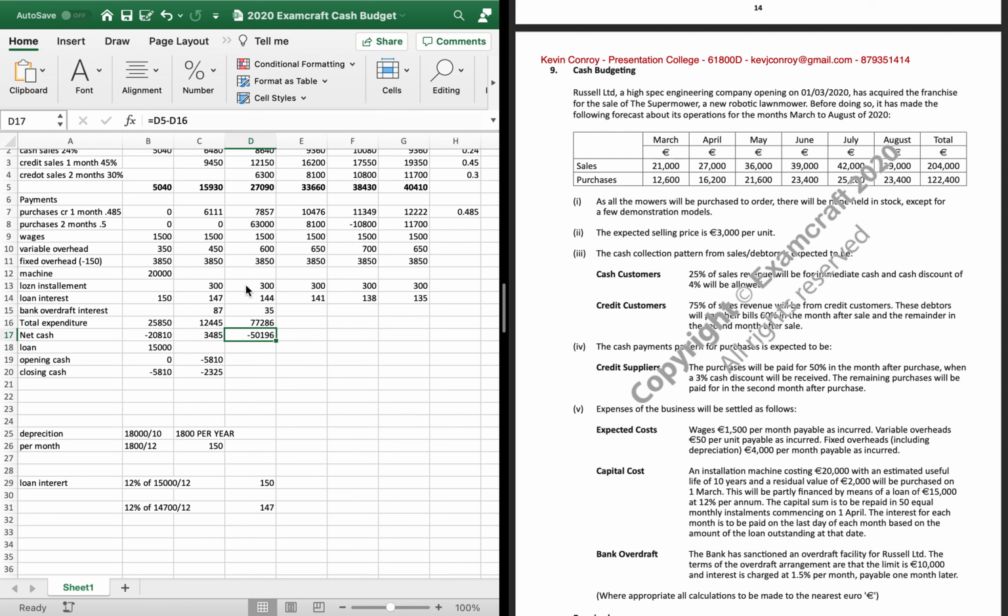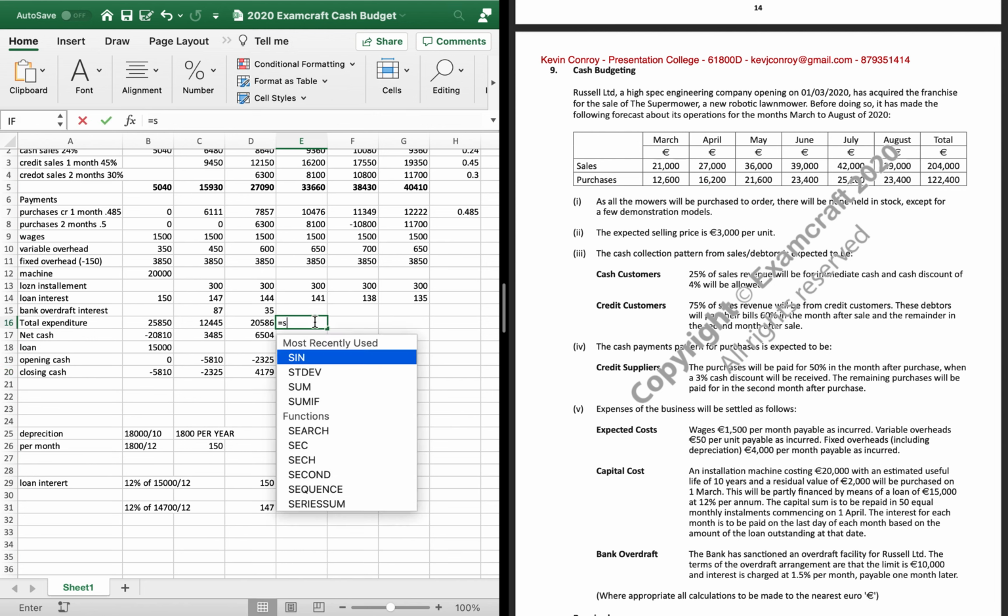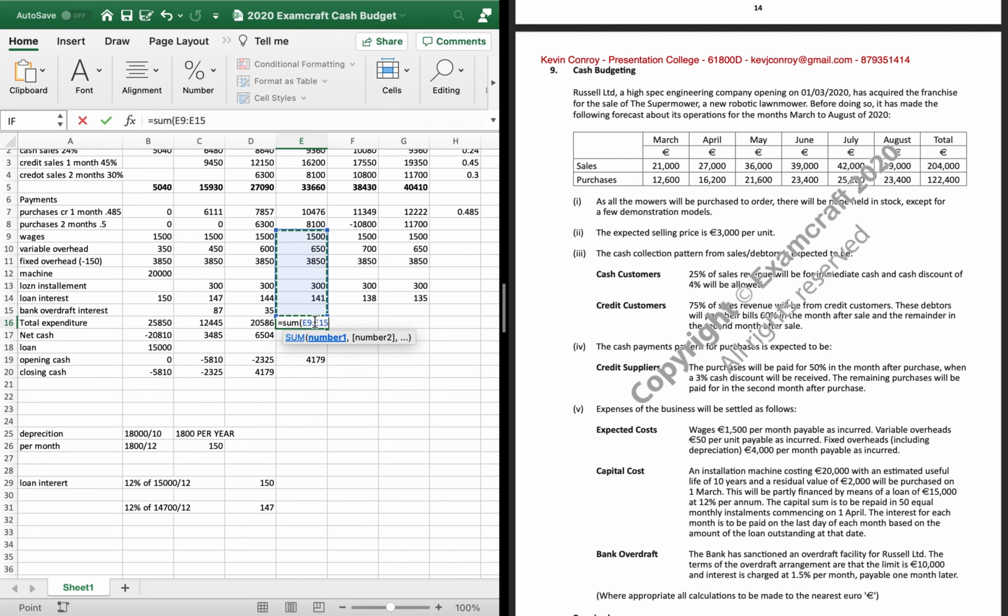I added, seems way too much on. There we go. So 6504. So 4179 is our closing cash figure. So we don't have bank overdraft anymore, so we can forget about that for the time being. And long may that continue.